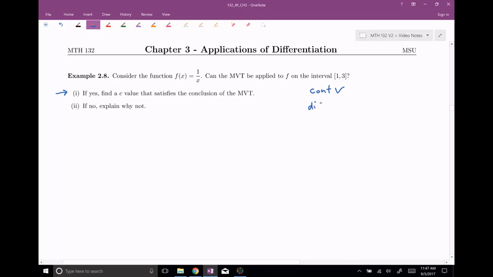Now the question is about differentiability. Is it differentiable? Well, let's go ahead and take the derivative. F prime of x is equal to, and you may have done this so many times now that you're just writing down -1 over x squared, but let's review where this comes from.